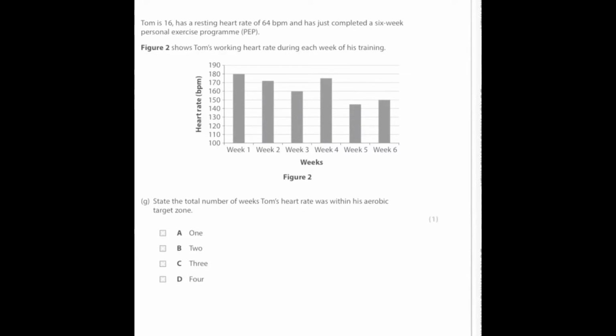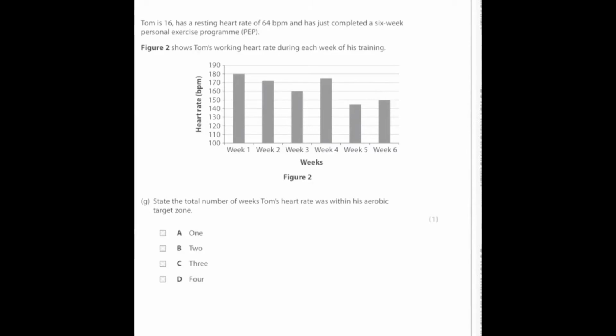And by that we can see there's only 3 weeks where he's actually in his aerobic training zone of 60 to 80% of maximum heart rate, which is week 3, week 5 and week 6. So altogether he's in his training zone for 3 weeks. So on to our next question.